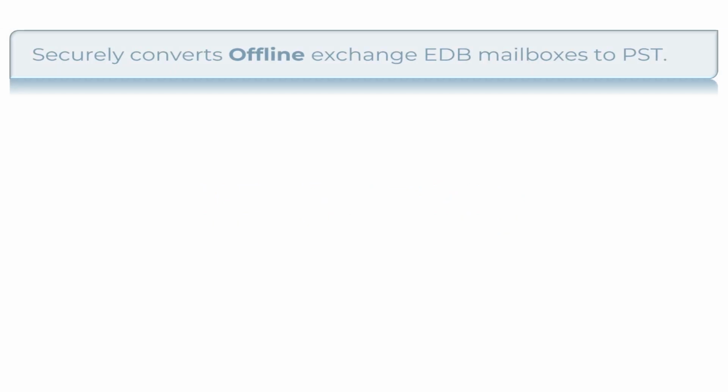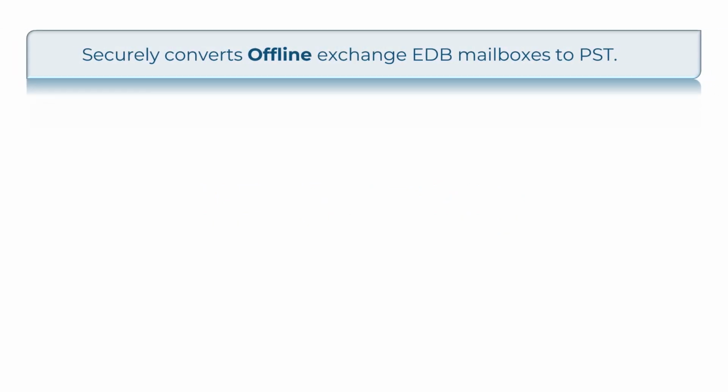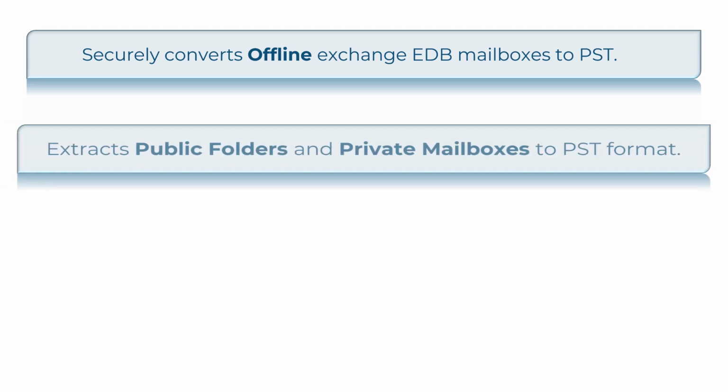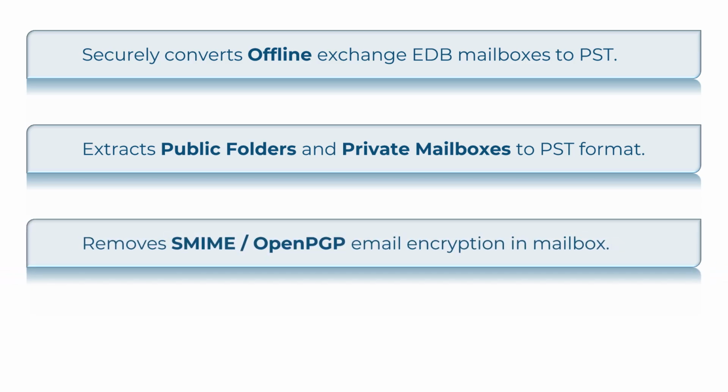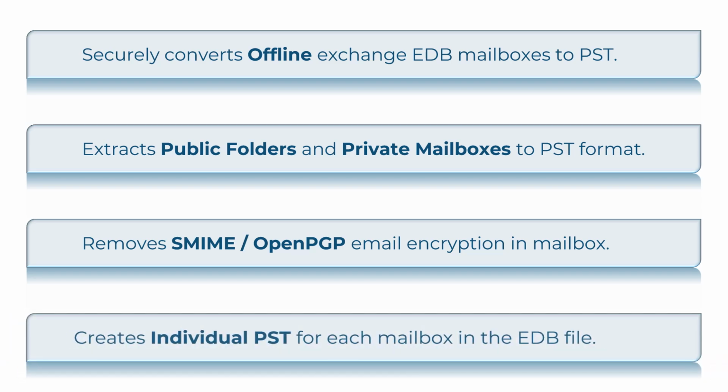Key features of the software. The tool converts offline Exchange EDB mailboxes to PST securely. You can extract public folders and private mailbox to PST format. This expert tool removes SMIME and OpenPGP email encryption in mailbox. The software creates individual PST for each mailbox in the EDB file.